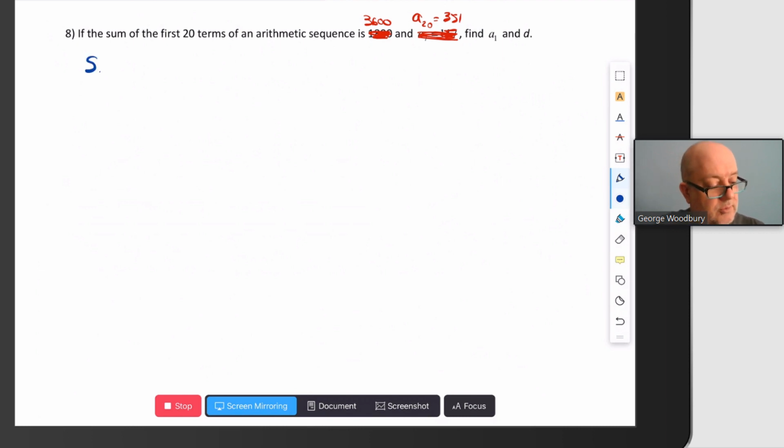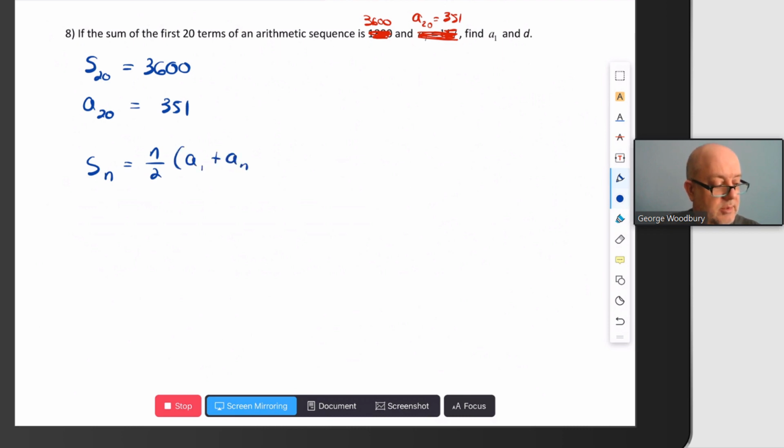Summarizing the information that we have, we know that S sub 20 equals 3,600. And we know that A sub 20 equals 351. And finally, we know that the formula S sub n is n over 2 times A sub 1 plus A sub n for an arithmetic series. So in this case, n is 20. S sub 20 equals 20 over 2 times A sub 1 plus 351. And S sub 20, we also were told, is 3,600.